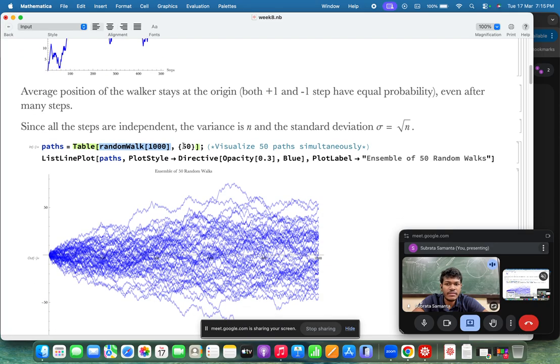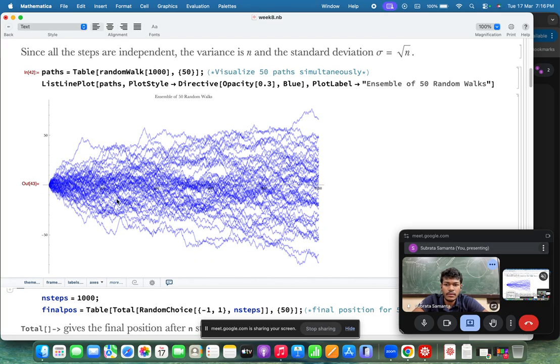Now I generate similarly 50 paths. So first I make a table for that, for one and remaining 50 times, and I plot these paths. If you do these things, you see, let us say I focus only on this path. One path goes up, another path goes down.